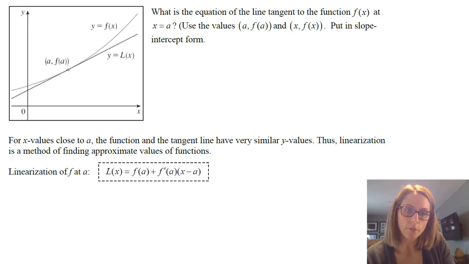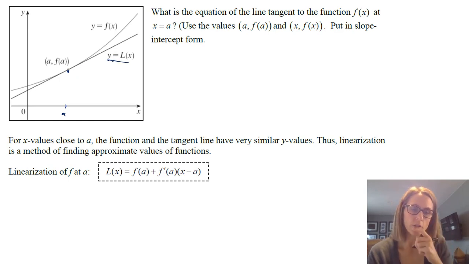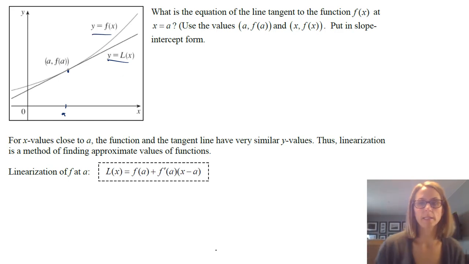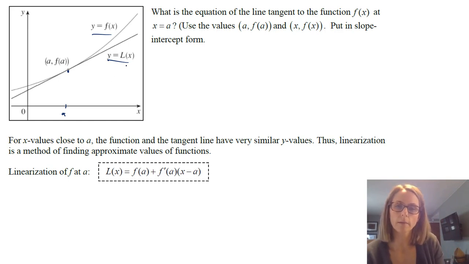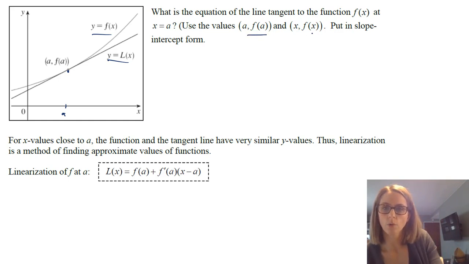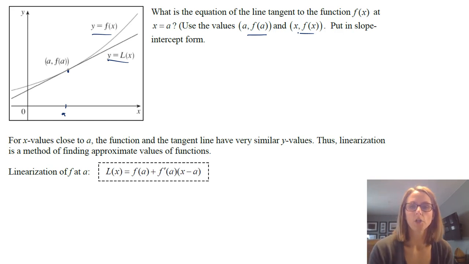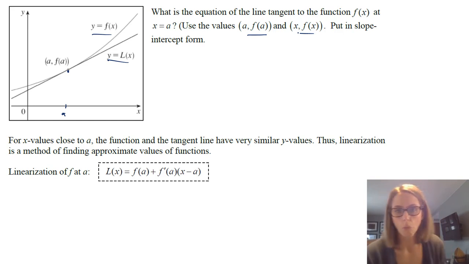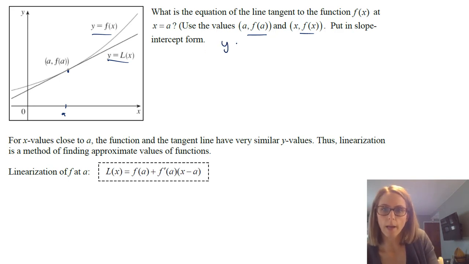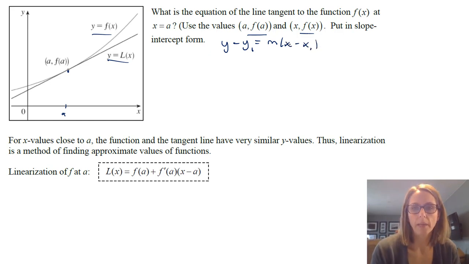So let's take a look at this function here. We have a point a, f of a, so down here is a. Now the line here is the line tangent to the function at a, and the function is just y equals f of x. So if I asked you to find the equation of the line that is tangent, so if I asked you to find L of x, and I said use these 2 points, you would want to understand that from way back, we have that y minus y1 equals the slope times x minus x1. And then we would just use the values that were being given.